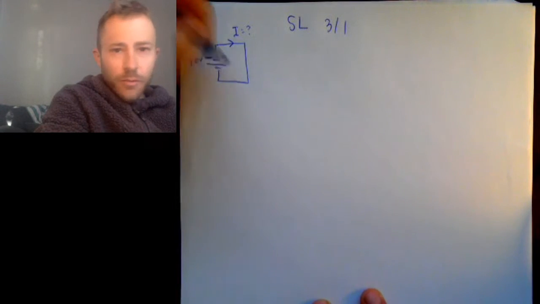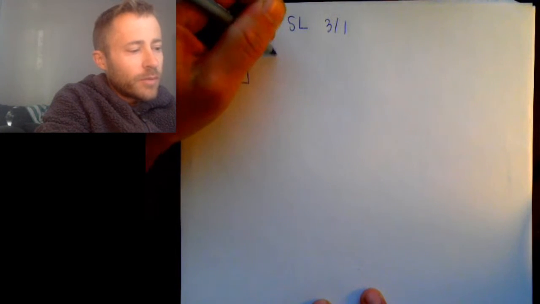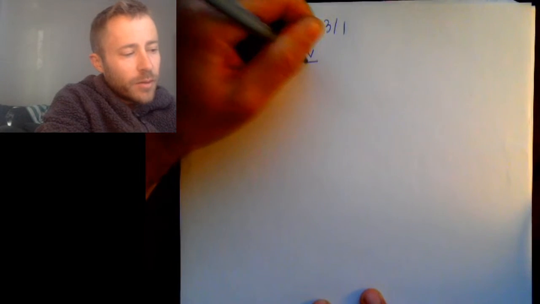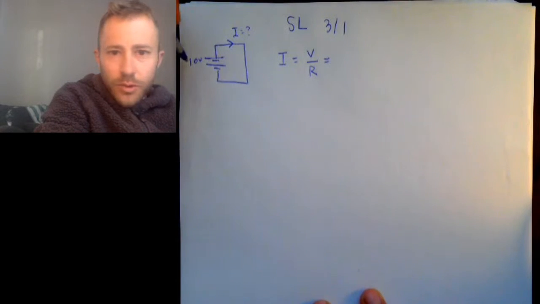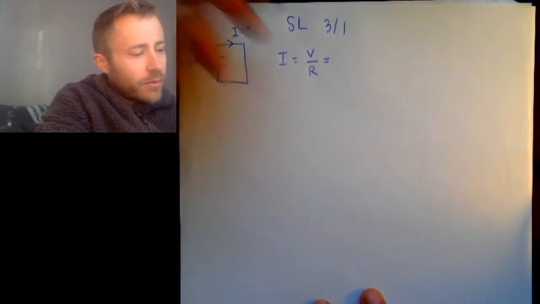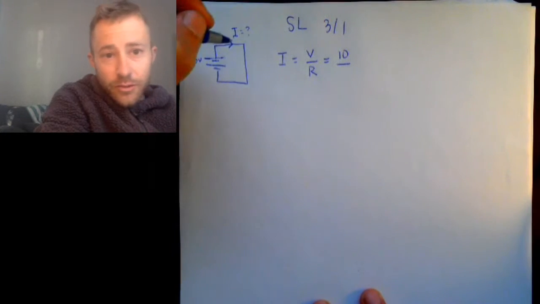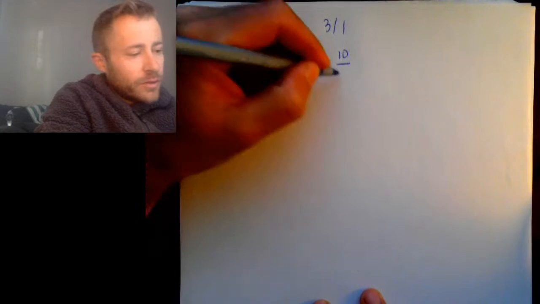And the answer, well, if we were to just apply Ohm's law blindly, current is equal to volts divided by resistance. So the voltage is 10 volts. And the resistance, well, there is no resistor. So the resistance value is 0.